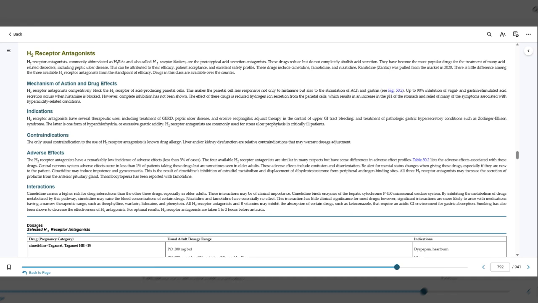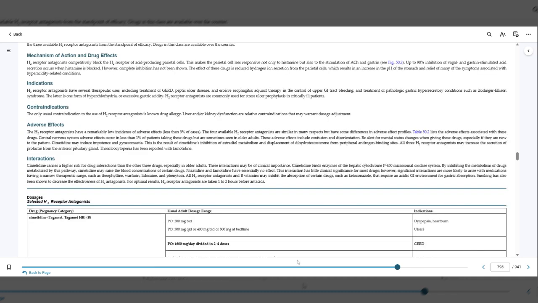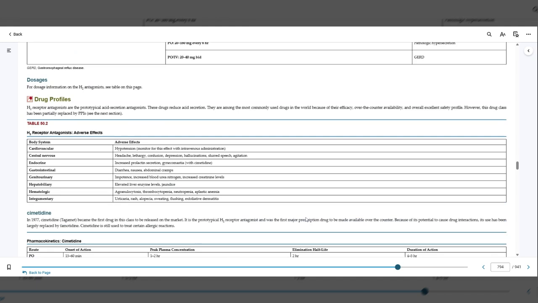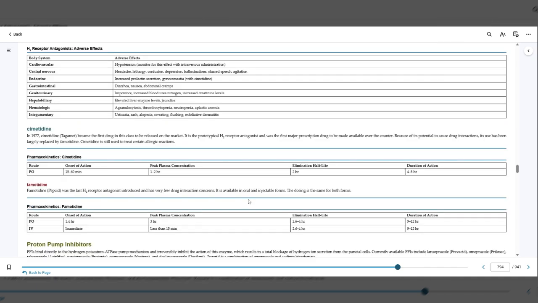Contraindications are drug allergies, and there's a good table, 50.2, that lists some of our adverse reactions or adverse effects. And then to note, we have two medications here. Our cimetidine or Tagamet was the first prototypical H2 receptor antagonist, and then we have famotidine, which is Pepcid, and that has very few drug interactions, so it's widely used. It's available in oral and injectable forms. I dare say you'll give both of these fairly commonly in the hospital setting.